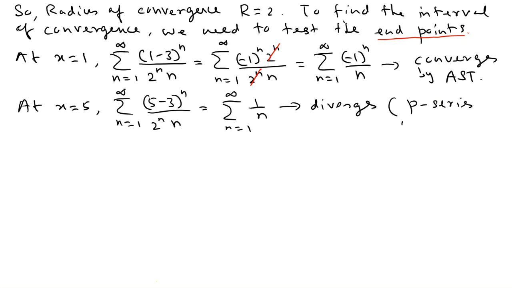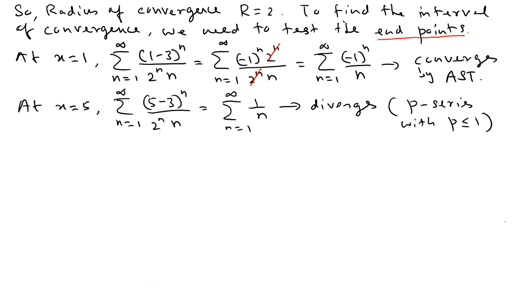P-series with p equal to 1. We know that p less than or equal to 1 is going to diverge. So p-series with p less than or equal to 1 means diverge. So the series diverges at x equals 5. That means the interval of convergence is only going from 1 to 5, including 1.